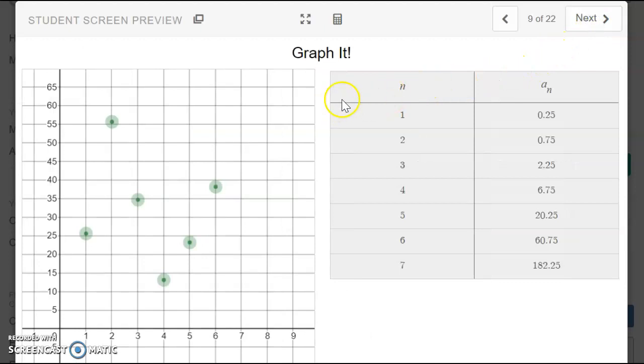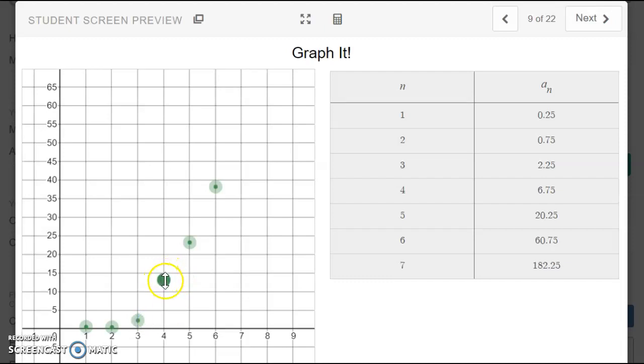Great. So then you are supposed to graph the table that we've just created. 1 comma 0.25 is going to be really close to the x-axis, but not quite. Okay, it's a very small number. When n is equal to 2, 0.75, it's less than 1, so it's again going to be very close to 1. Okay, this time 2.25, so maybe it's about halfway, like so.